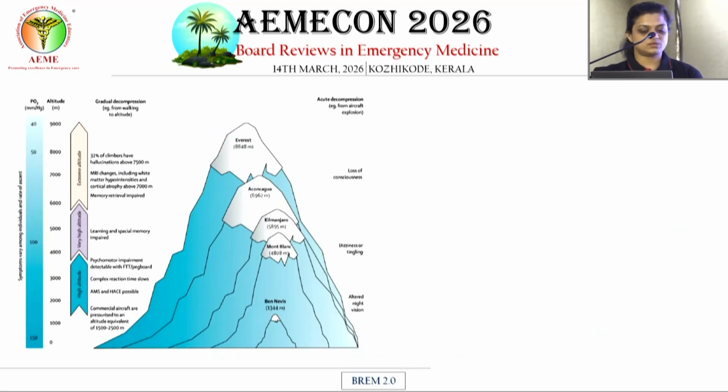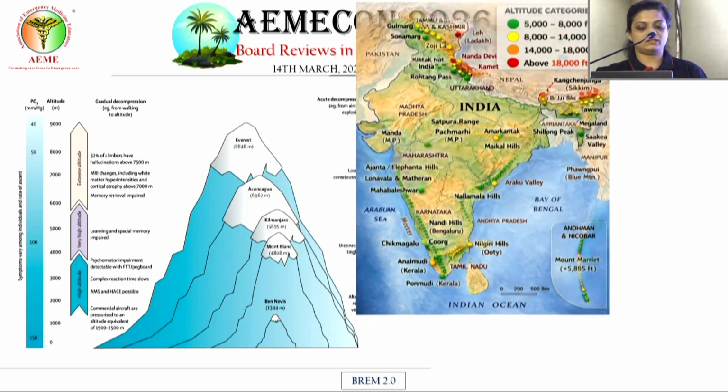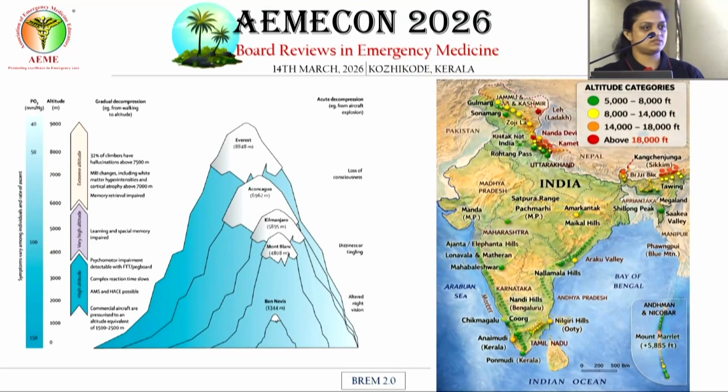This is showing peaks all over the world, and this is an AI-generated picture which I have made for India. You can see the northeast and the Himalayan ranges. Peaks of 14,000 and 18,000 feet elevations are present in the Himalayas and the northeast states.